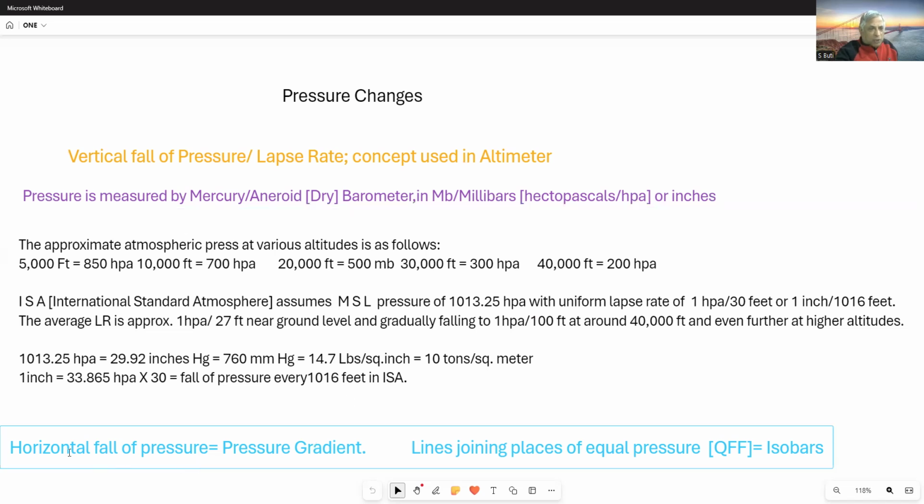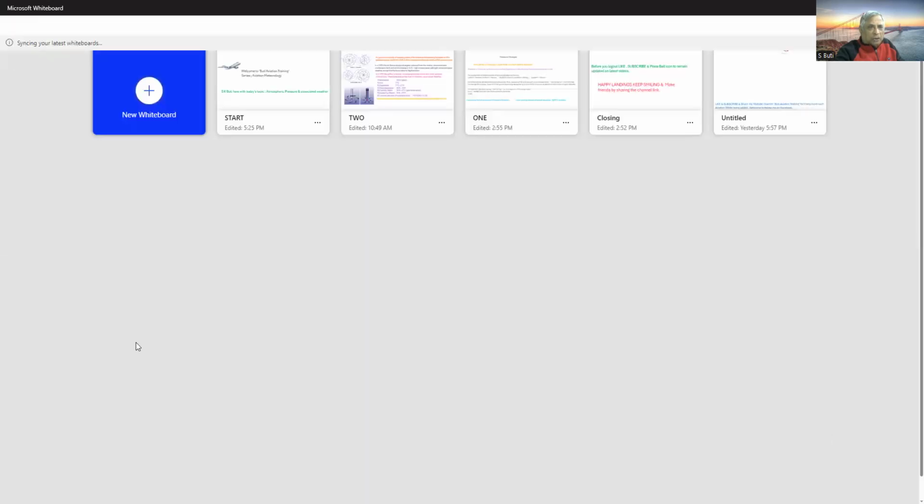Today I'm going to spend more time on the horizontal fall of pressure, which is called pressure gradient. To find out the pressure gradient and the weather associated with it, the Met officers draw lines joining places of equal pressure, QFF, the actual mean sea level pressure at any place, and these lines are called isobars.